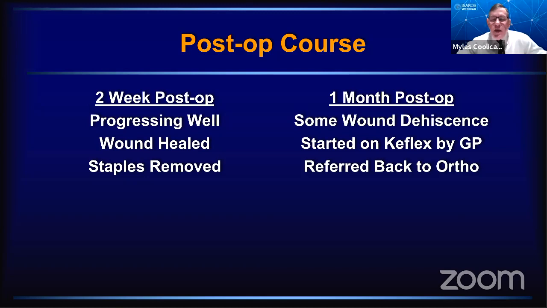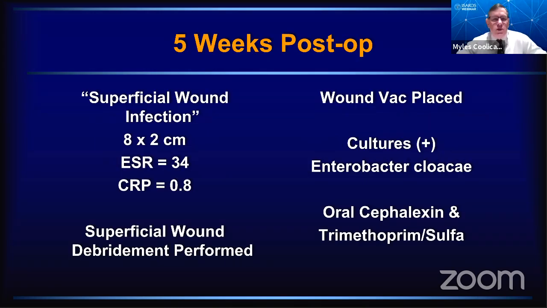At 1 month, he had some wound dehiscence, and his general practitioner started him on some oral antibiotics with Keflex, and referred him back to his orthopaedic surgeon, where a superficial wound infection was diagnosed. His inflammatory markers were quite satisfactory with a CRP of 0.8. A superficial wound debridement was performed, a vac was placed, and he grew Enterobacter. He was given oral Keflex and trimethoprim-sulfa.